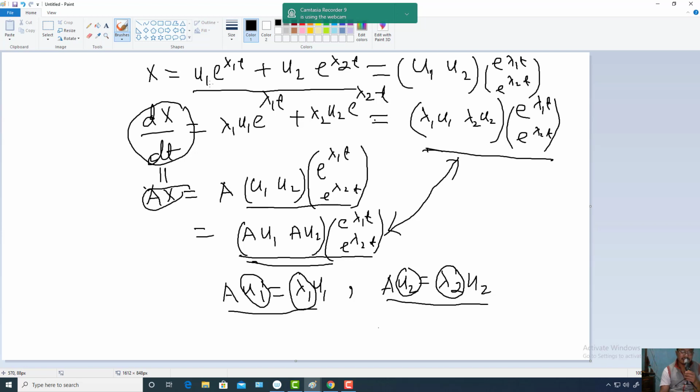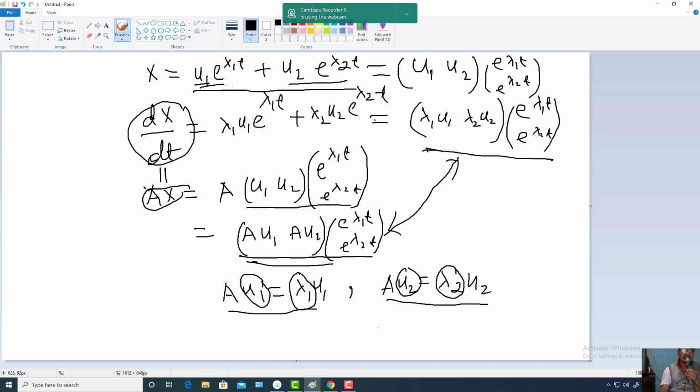So if the eigenvalue is lambda 1 and u1 is a corresponding eigenvector, and corresponding to the eigenvalue lambda 2, u2 is an eigenvector, then this quantity plus that quantity, the sum of these two, will give you the general solution of the given differential equation.